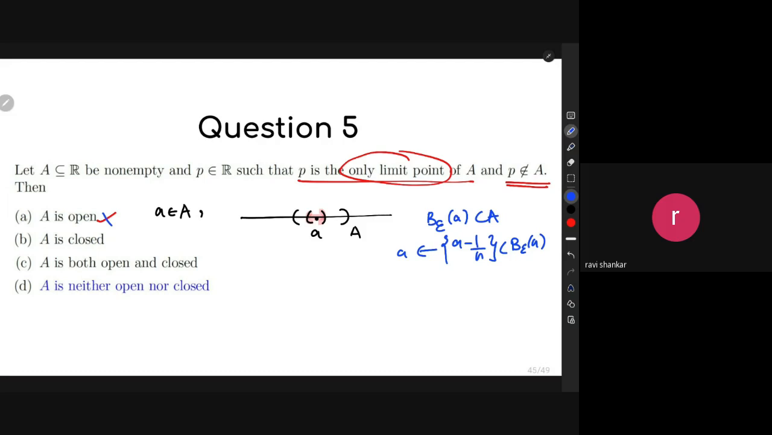Because if it is open, then you can always find a limit point which is sitting inside A, which is not true. Okay, now is A closed? A is not closed because the limit point doesn't belong to A. So A is not closed because the limit point of A is not contained inside A. Is A both open and closed? No, because neither A nor B is true, so it is not true. So option D is correct: A is neither open nor closed.